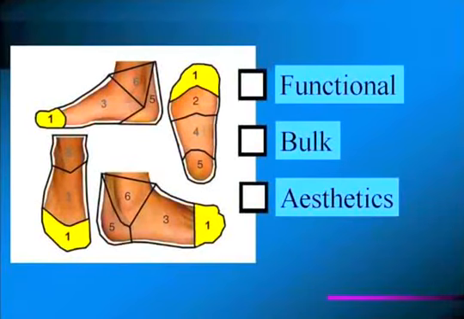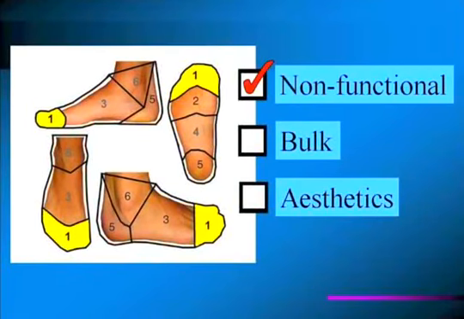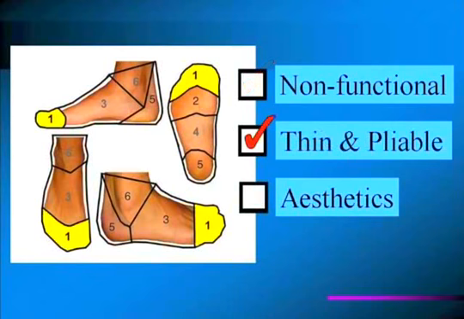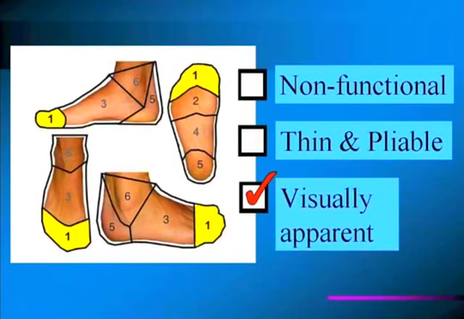Subunit 1 encompasses the distal foot and toes. It has low functional demands, as for example, often toes can just be amputated. Flaps here must be thin and pliable, and be moderately aesthetic, as this area is visible.